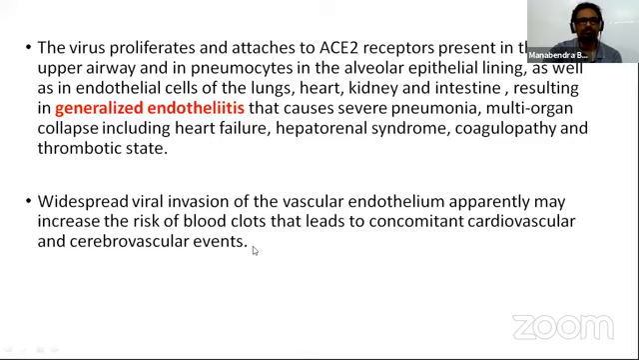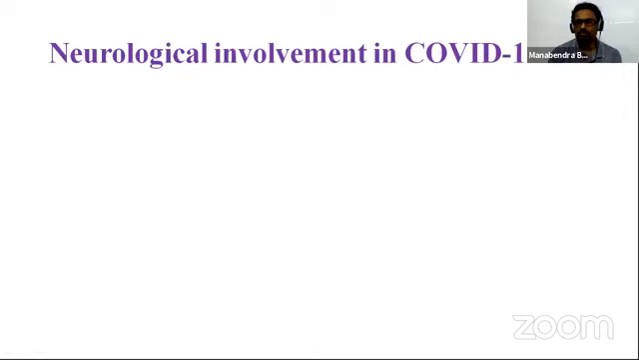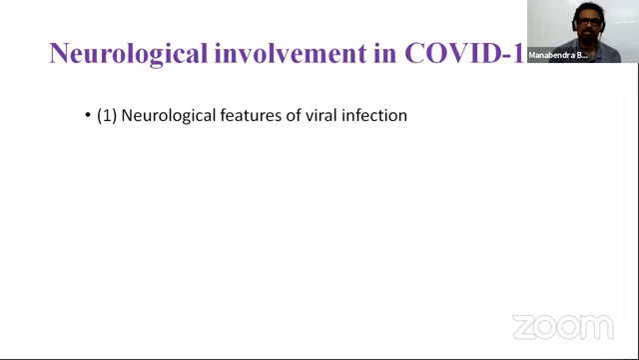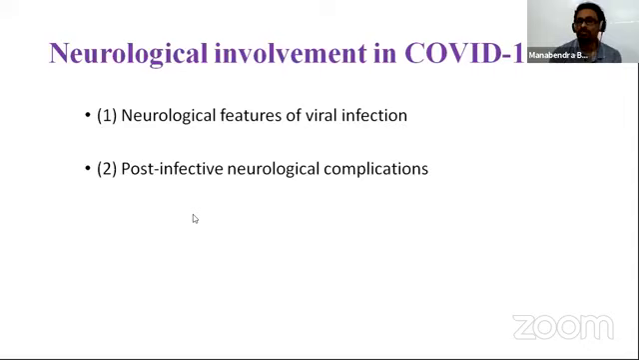Now, it is assured that the virus is neurotropic and can damage the nervous system. After damaging the nervous system and doing its pathological effects, our neurological system can manifest the viral infection in some ways. It can be direct or indirect, and we can also have post-infection neurological manifestations.